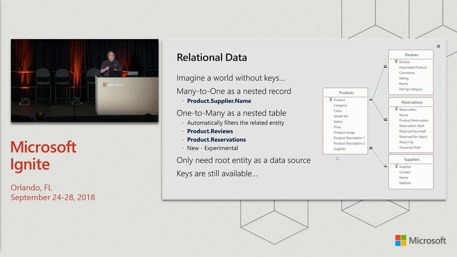You only need to bring in that root entity. You can just bring in the product, and then we can derive and navigate across all the relationships just from it. Keys are still available. If you want to use them, by all means, you're welcome to do so. So the example I'm about to show has products as an entity in the Common Data Service. It has two entities that have one-to-many relationships off of it, reviews and reservations. And this is showing the key representations, the actual keys that are used to make that work. And then finally, there's a many-to-one at the bottom for supplier that talks to the suppliers table.